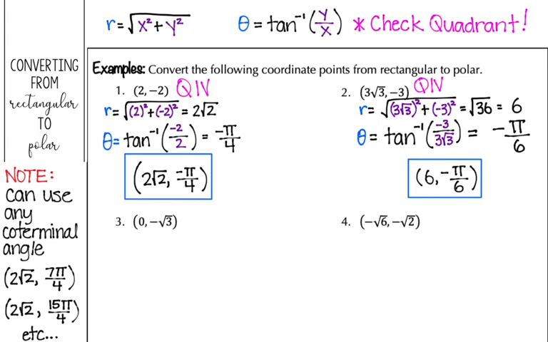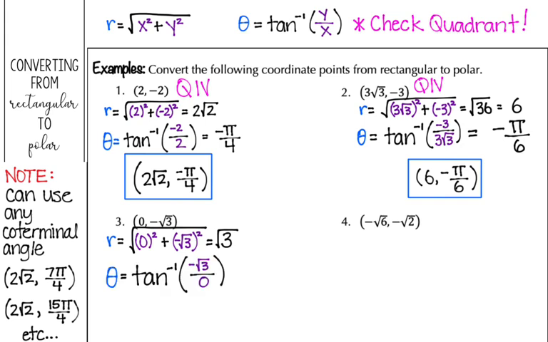For problem number 3, we square, we add, we take the square root, and we get the square root of 3. Be careful here because negative root 3 squared is 3, and then we're going to have plus nothing, so we have 3, and we have the square root of 3. So that's why this is the square root of 3. Our radius is square root of 3.